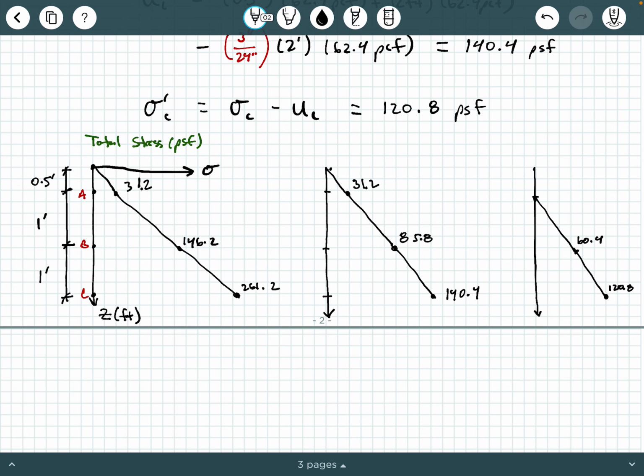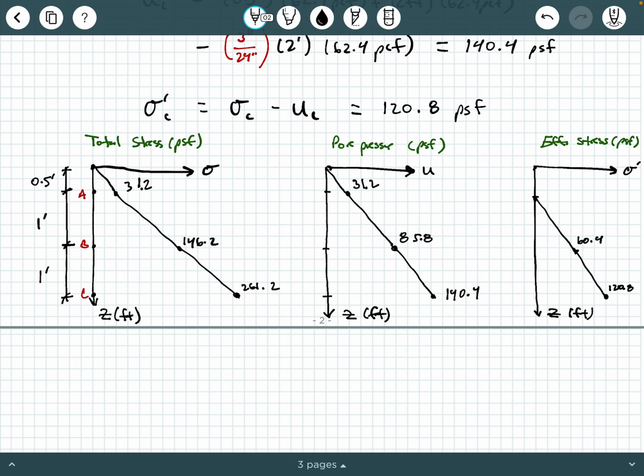So here's total stress, here's pore pressure, here's effective stress, and we'll go ahead and label these things here: pore pressure, PSF, effective stress, PSF, and then we can put our Z labels here. So again, make these look nice and neat, draw them with a straight edge, and draw them to scale. But that's it in a nutshell.